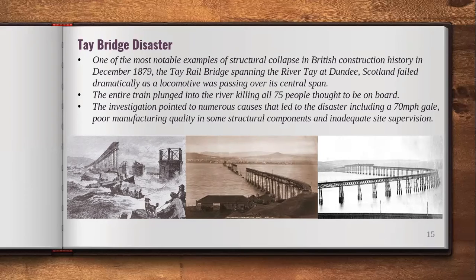So the investigation pointed to numerous causes that led to the disaster, including a 70 mph gale, poor manufacturing quality in some structural components, and inadequate site supervision. So even before, in the year of 1879, we have cases like this that were investigated by forensic engineering. Although forensic engineering was developed or improved in the present time or just lately, with these cases, forensic engineering is really needed to investigate how it happened, why it happened, and the casualties that were part of this accident.